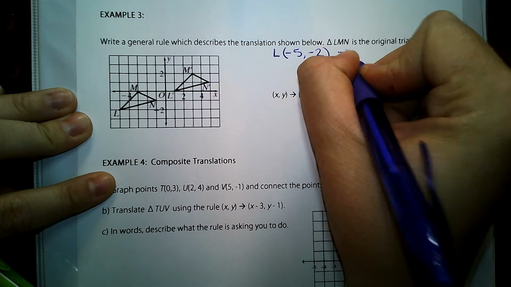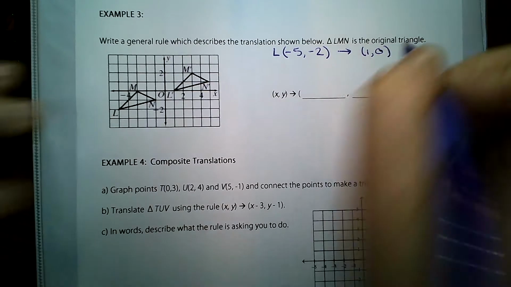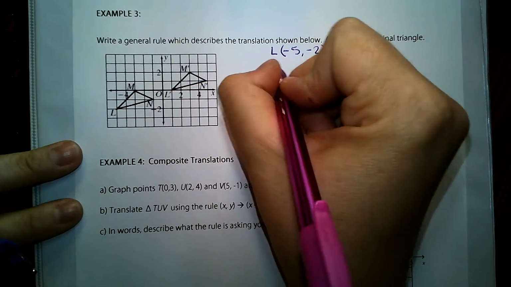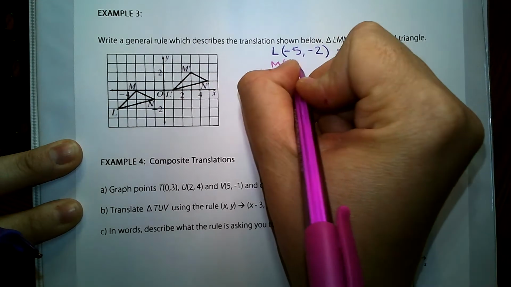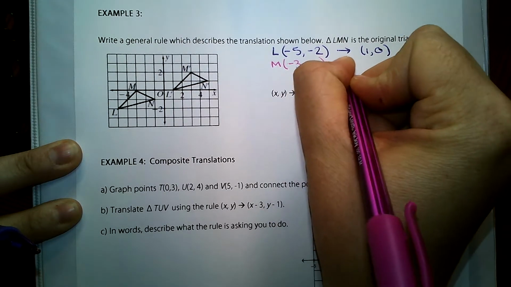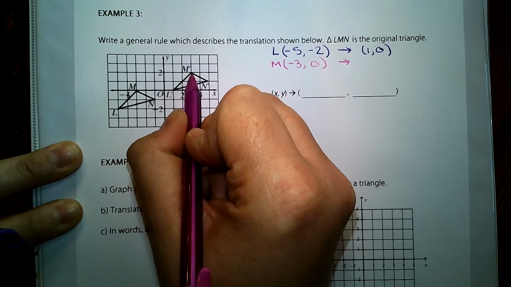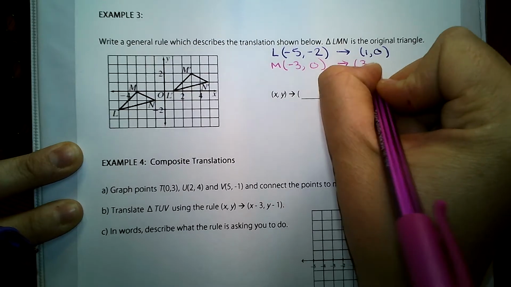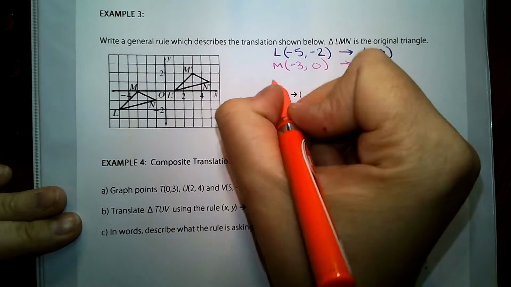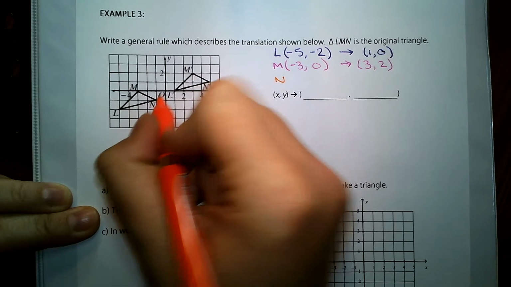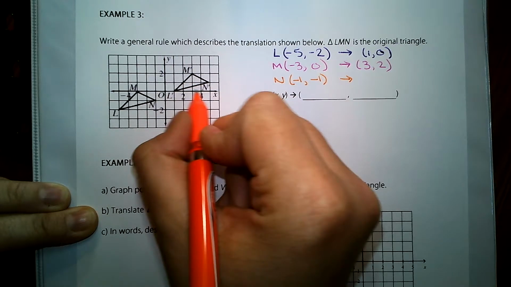Its image is at the point 1, 0. All right, now for M. The original M is at the point -3, 0. Its image, or its copied location, is 3, 2. And then finally, point N, the original is at -1, -1. The copied location is at 5, 1.